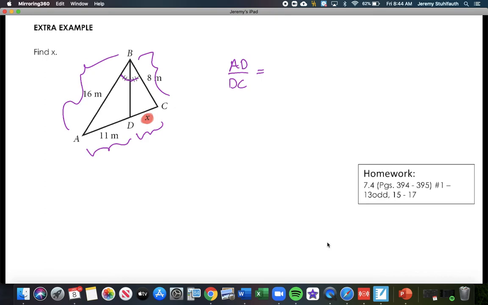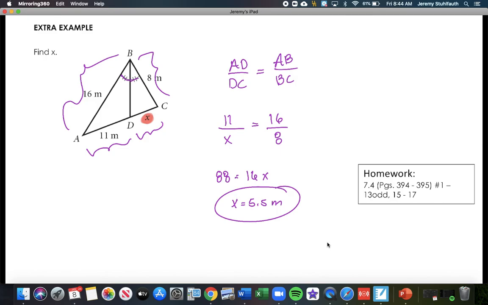Since AD is the longer piece, we're going to put the longer side first, and then the shorter side in the denominator. So we know AD is equal to 11. We don't know DC, it's x. AB is 16, BC is 8. If we cross multiply, we get 88 equals 16x. Then 88 divided by 16 gives us x equals 5.5 meters. So that is how you can apply that conjecture to this problem.